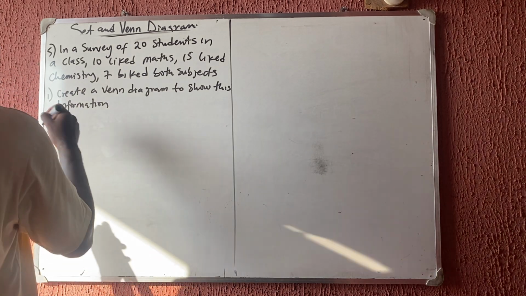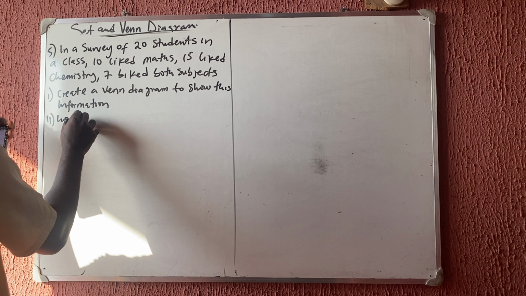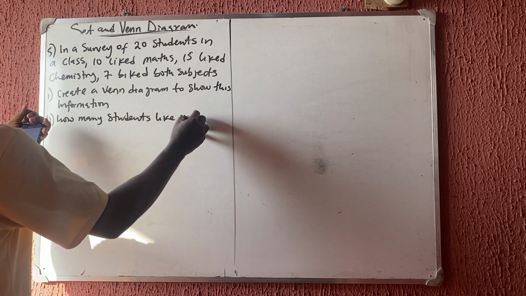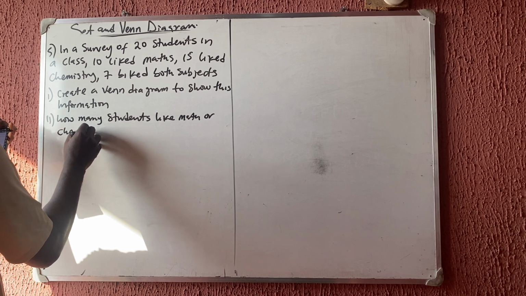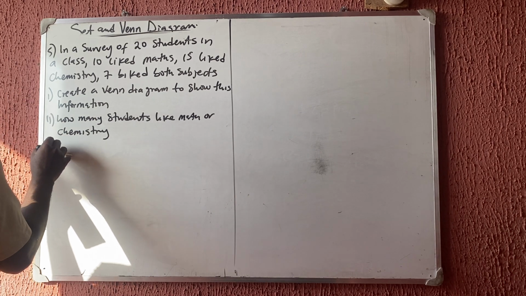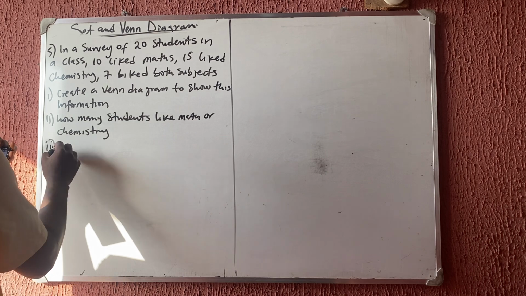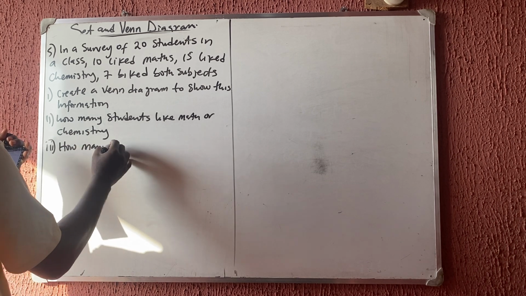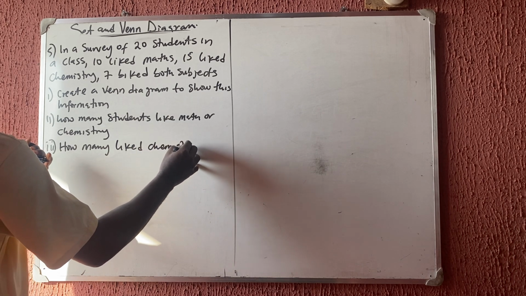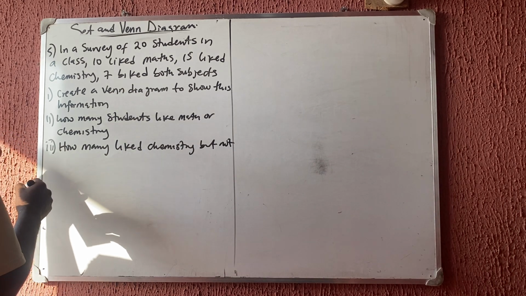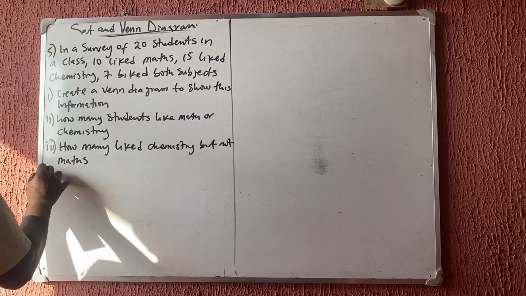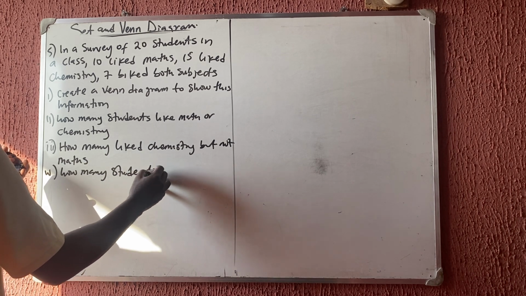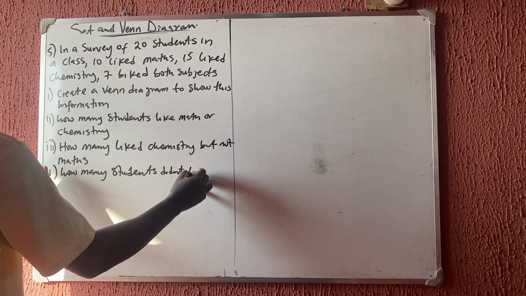Okay, (ii) how many students like maths or chemistry. (iii) How many liked chemistry but not maths. (iv) How many students didn't like either.